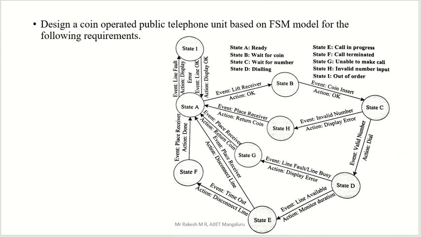State A is a ready state. State B means wait for coin. What is state C? Wait for number.